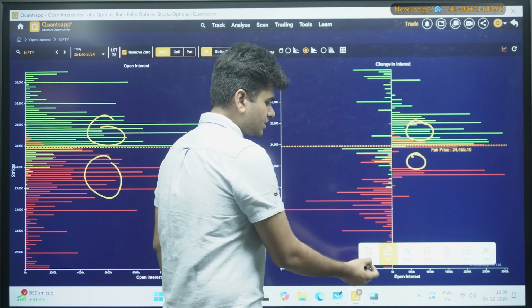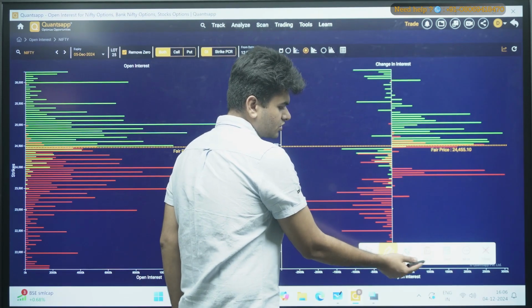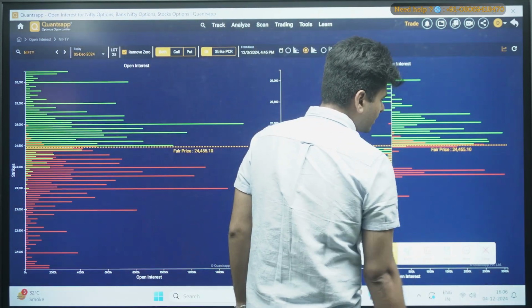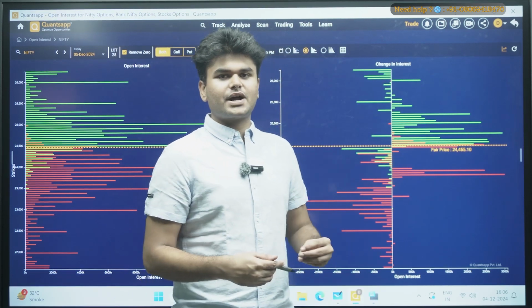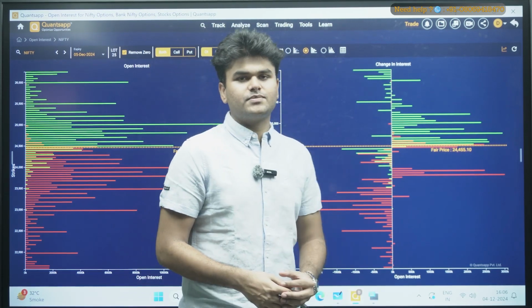So if we see the historical OI, that will give you an idea. This way you can see the shift on the upper side is indicating that the price is somewhere on the upside.